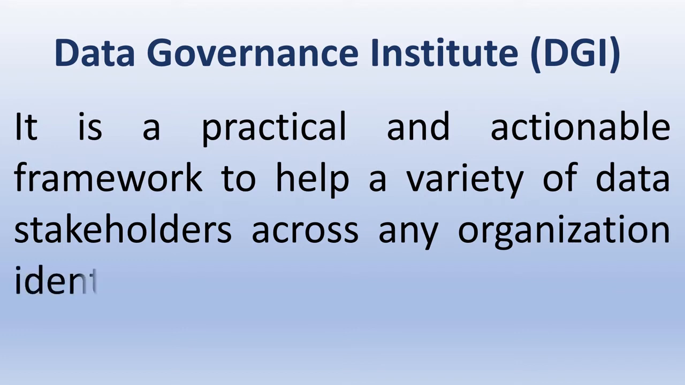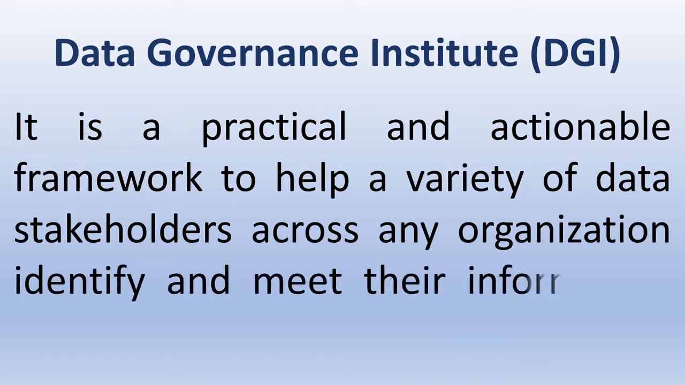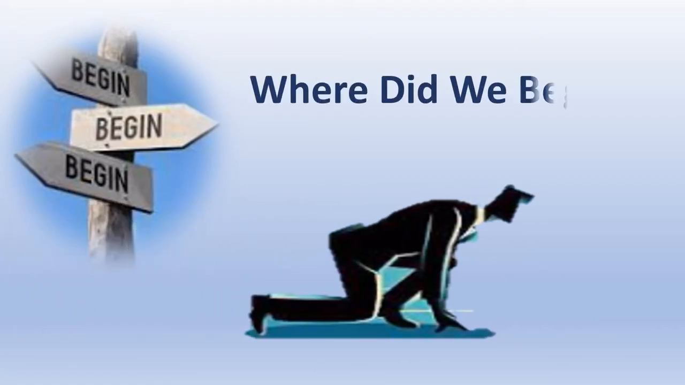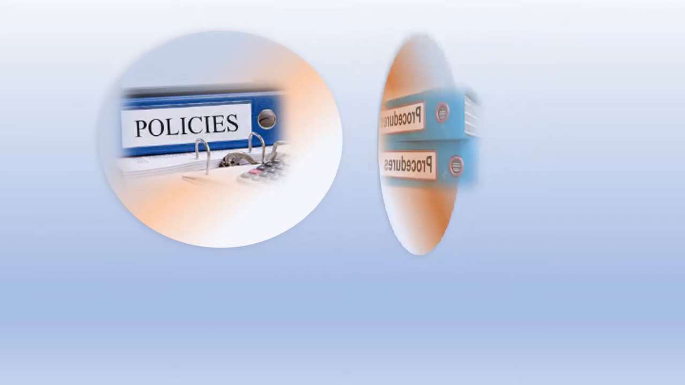The DGI maintains that businesses don't just need systems for managing data. They need a whole system of rules with processes and procedures to make sure those rules are followed consistently every single working day. Where did we begin? At TD, our data governance framework comprises three things. We have some data policies, we have some processes, and we have some roles and responsibilities.